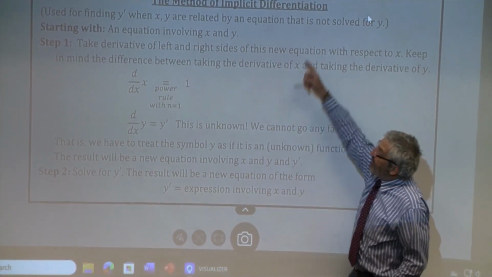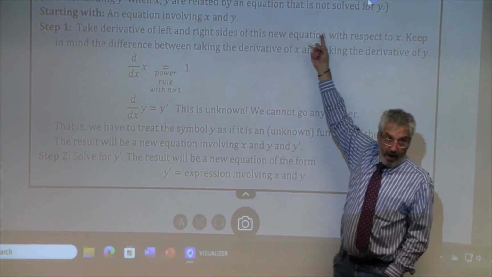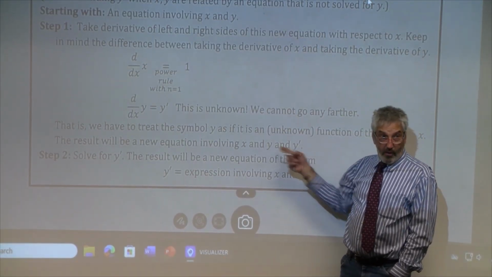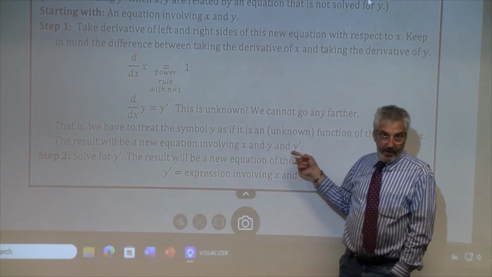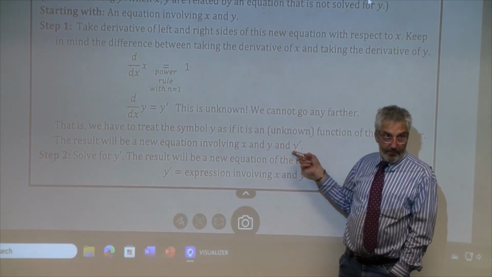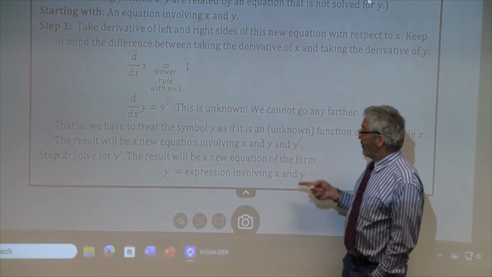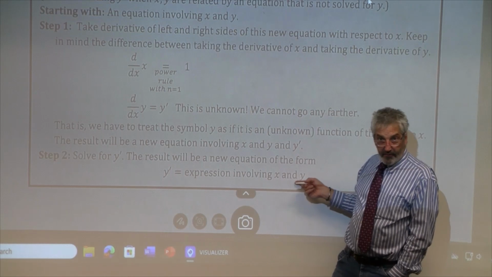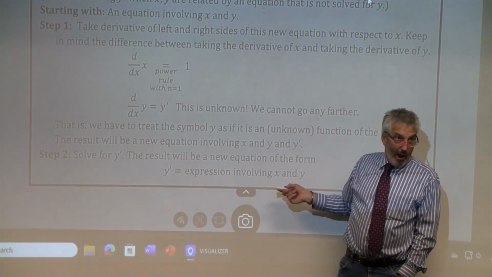Even though you might not have been able to solve the original equation for y in terms of x, when you take the derivative, you do get an equation involving x and y prime that can be solved for y prime. And what you'll end up with is y prime equals some expression involving not just x, but also y.